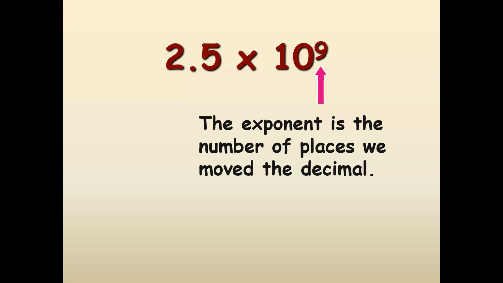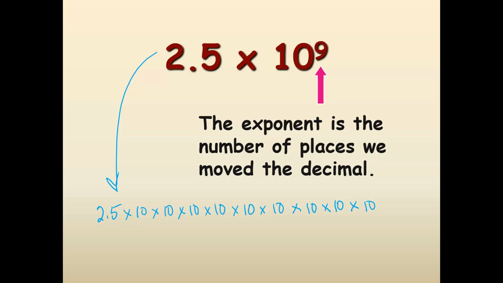Okay, so the exponent is the number of places we move the decimal, and literally what that means is we've taken 2.5 times 10, 1, 2, 3 tens, 4 tens, 5 tens, 6 tens, 7 tens, 8 tens, 9 tens. That's literally what that problem is saying. So this means what I've written right there. And that's what it's talking about.